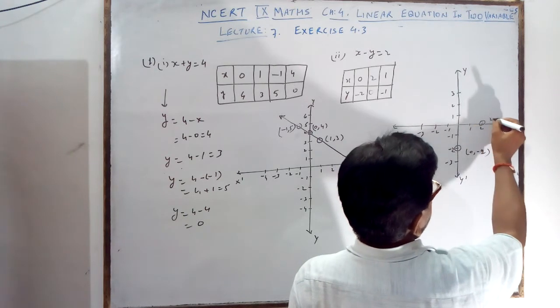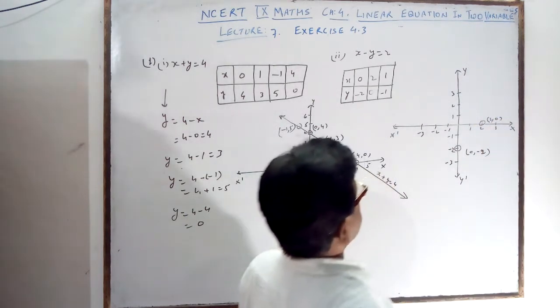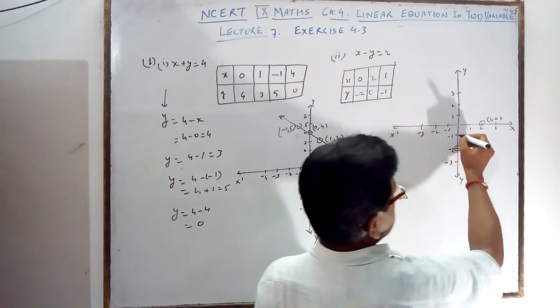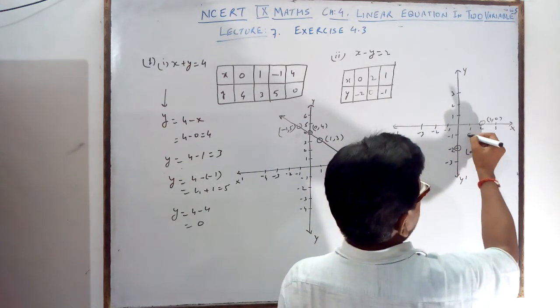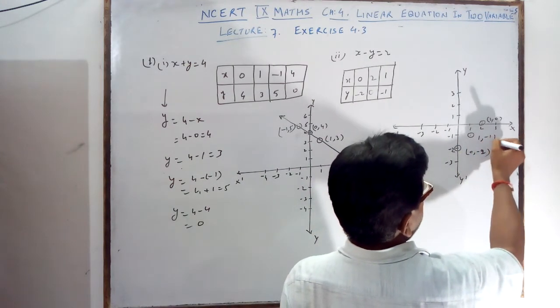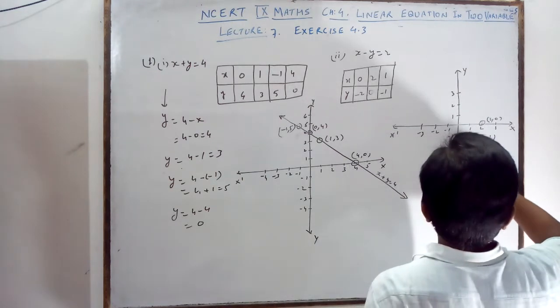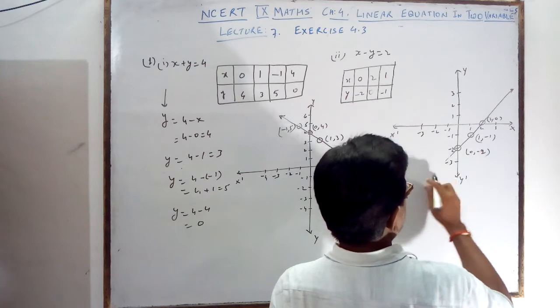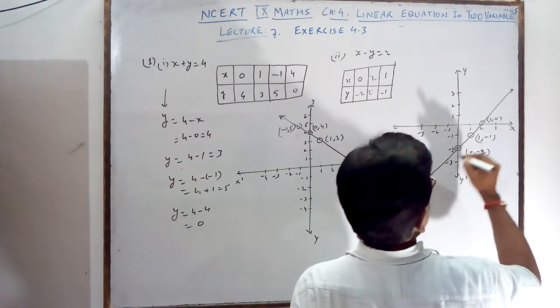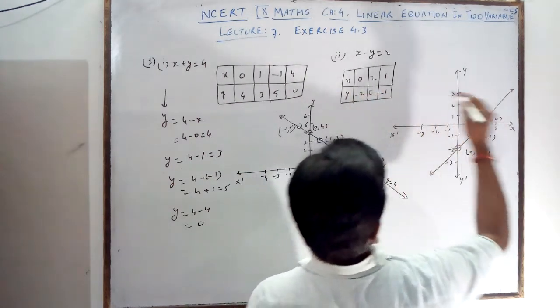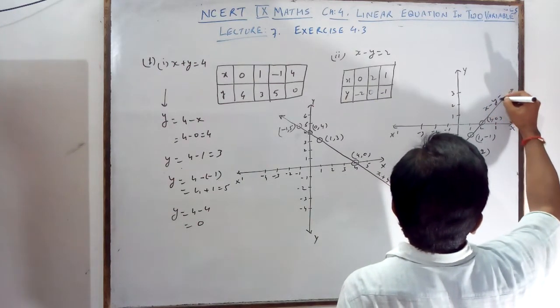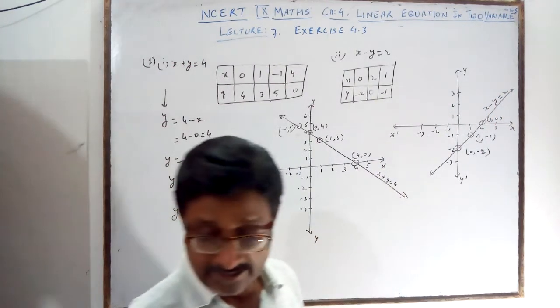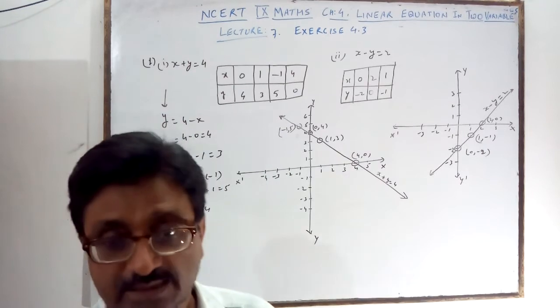What will you write? 2 comma 0. And then 1 comma minus 1. It means here you are getting 1 comma minus 1, and you are getting a line which is passing through this. It is your line whose equation is x minus y is equal to 2.